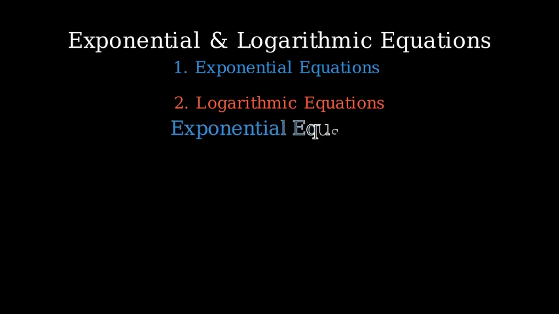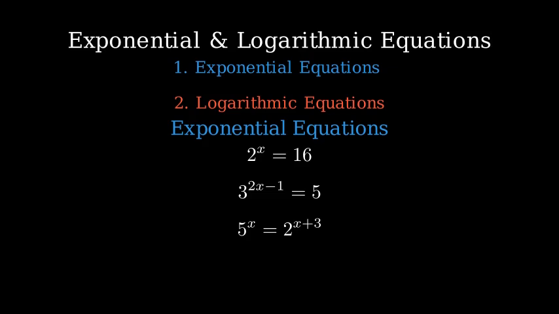Let's start with exponential equations, where the unknown variable appears in the exponent. Here are some examples of exponential equations. Notice how x appears in the exponent in each case. We have three main strategies for solving these equations. The first strategy is to match the bases when possible. If we can rewrite both sides with the same base, we can simply equate the exponents.